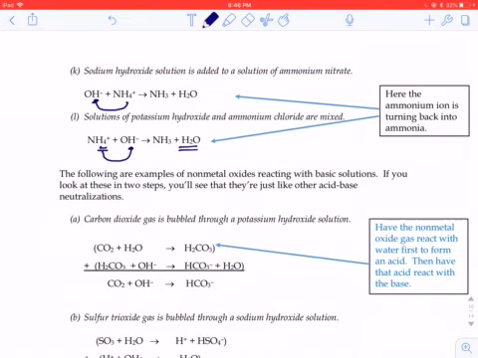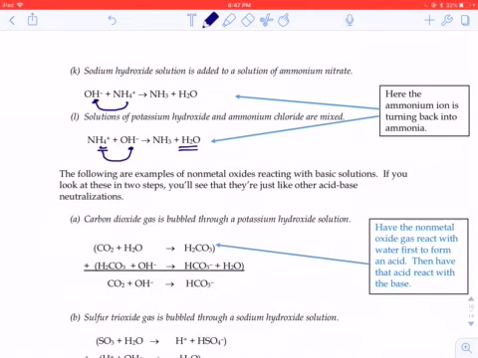Previously we were looking at some reactions where we had nonmetal oxides reacting with water, and in all of those cases, nonmetal oxides reacting with water made acids. So if you had, for example, carbon dioxide, that's a nonmetal with oxygen, if you put that in water, it would make carbonic acid. So what happens if you take those nonmetal oxides and react them with bases?